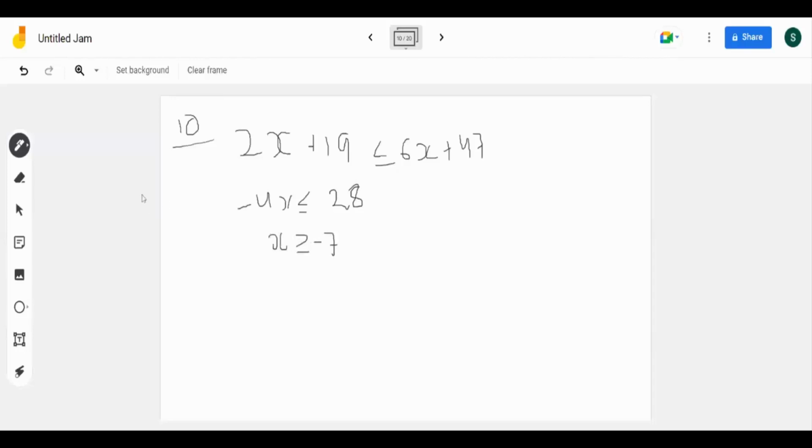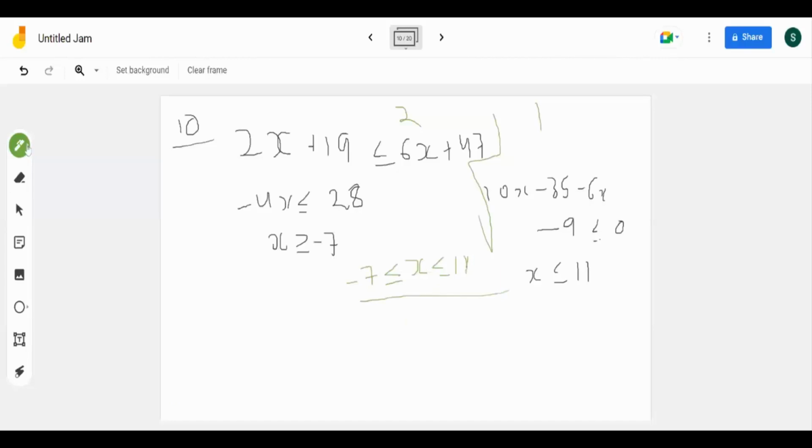This is my second inequality, and my first inequality was 10x minus 35 minus 6x minus 9, after opening the brackets, less than or equal to 0. As you can see, this is 4x less than or equal to 44, I think, yes. So x is less than or equal to 11. So this is the first inequality, and we have x greater than or equal to minus 7 from the second. This is our range of x.